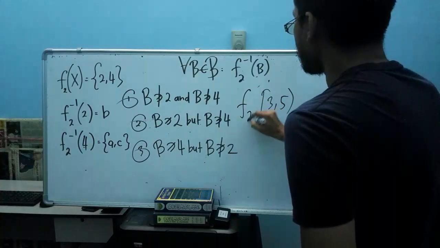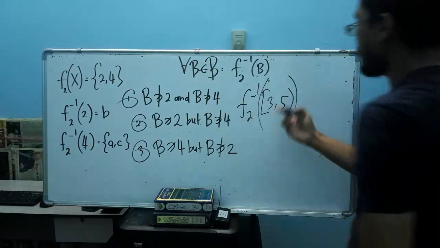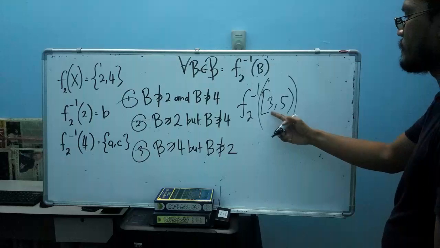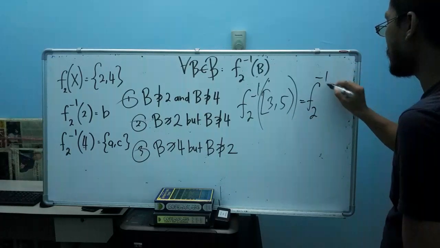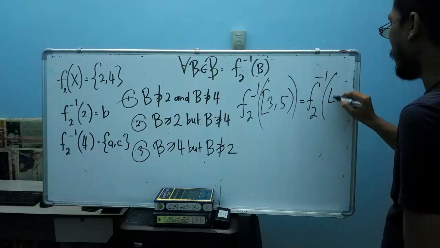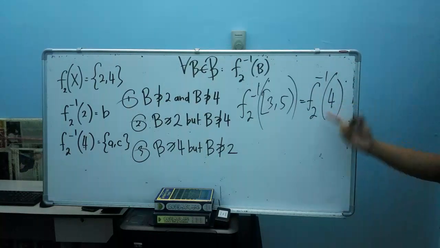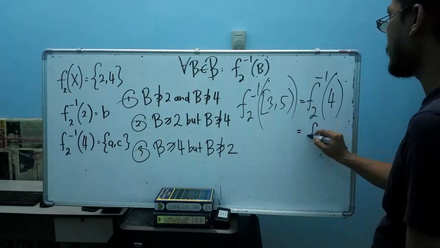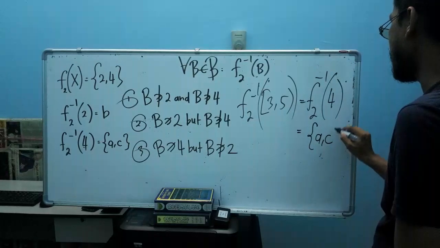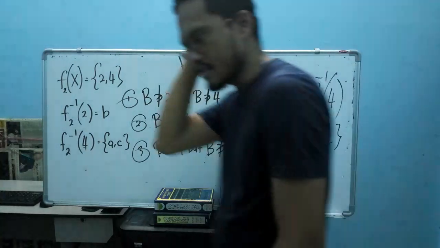So what is the pre-image here? When I find the pre-image of this interval, actually this one will give us the inverse of 4. You can check. So what is the pre-image of 4 here? This one will give me AC.